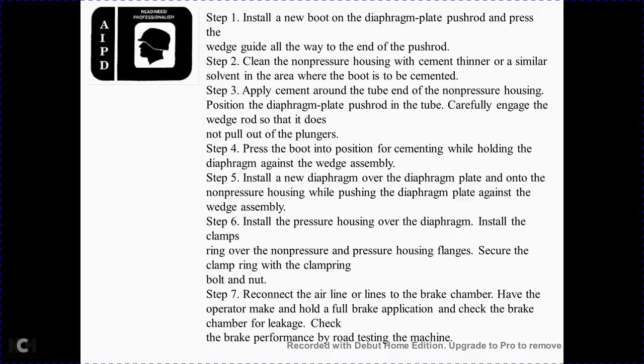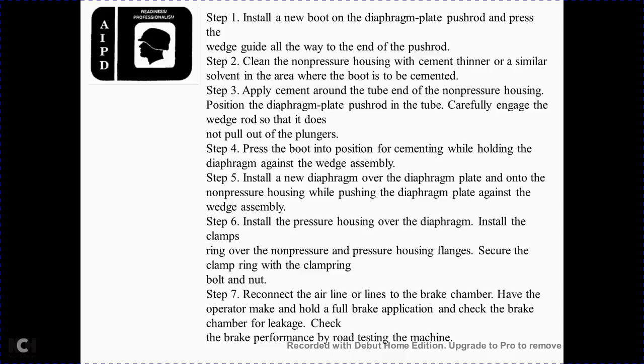Step 2, clean the non-pressure housing center with cement thinner or a similar solvent in the area to be cemented. Step 3, apply the cement around the tube at the end of the non-pressure housing. Position the diaphragm plate push rod in the tube. Carefully engage the wedge rod so that it does not pull out of the plunger. Step 4, press the boot into position and cement it, holding the diaphragm plate against the wedge assembly.